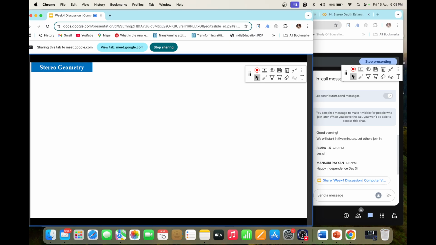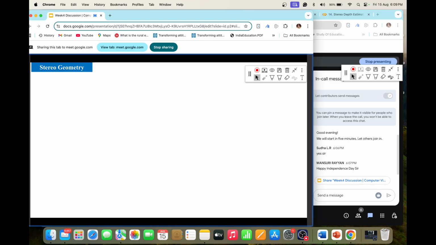A 3D point will be converted into a 2D point, that is x comma y. The 3D point is capital X, capital Y, capital Z, but after multiplying with the projection matrix, that will be converted to small x, small y, and in the homogeneous coordinate 1. That is what we studied in the previous class: small x equals P into capital X. Today we will discuss stereo geometry.